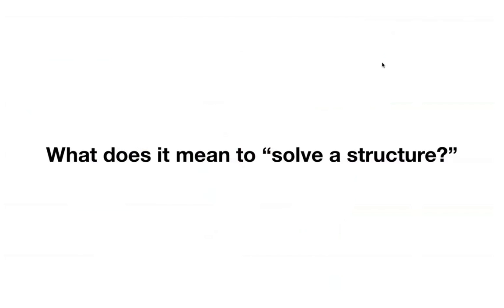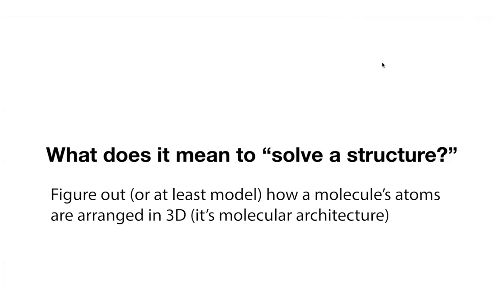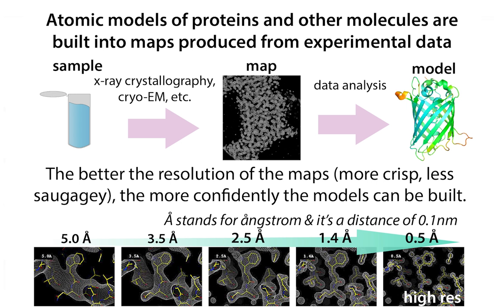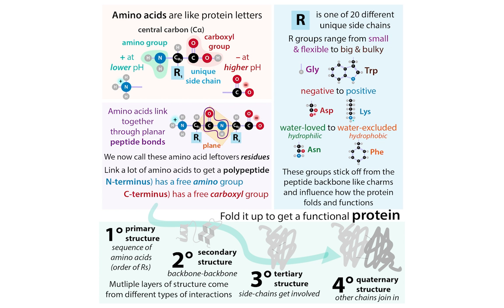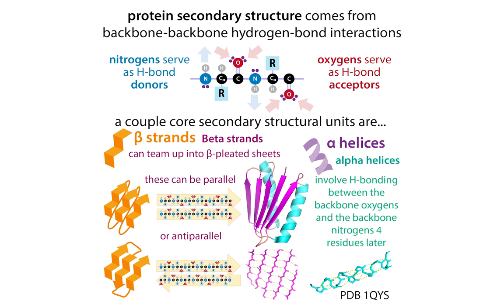When scientists say solve a structure, what does that even mean? Basically, it's figuring out the way that a molecule's atoms are arranged in 3 dimensions, kind of like its architectural layout. So if we think about our protein, we have all of this primary sequence of amino acids all linked together, and we can know the actual atomic composition, but we don't know how those atoms are actually arranged in space. And that's what solving a structure tries to do.